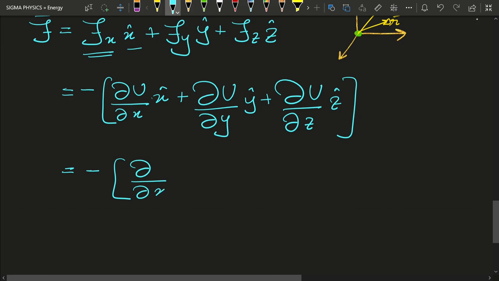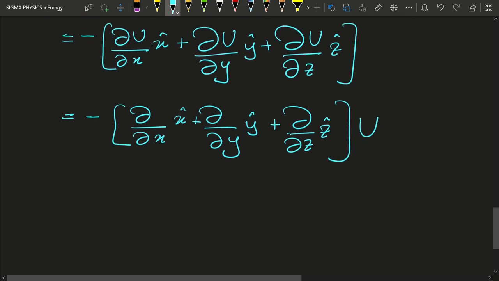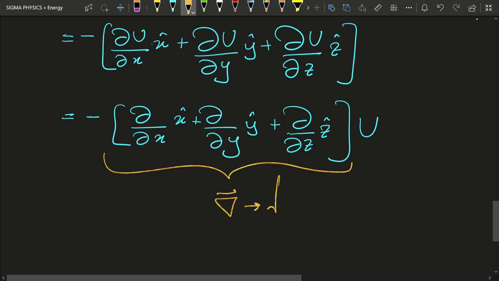Let me take u outside the bracket, so I will be left with this. This quantity that we have inside the bracket over here is written like this. This is known as the del operator.